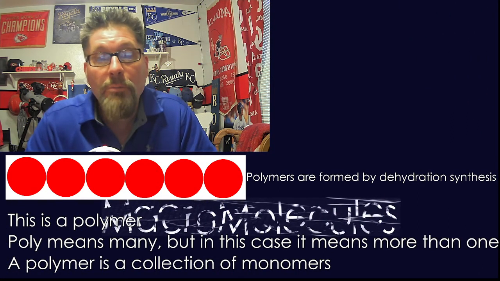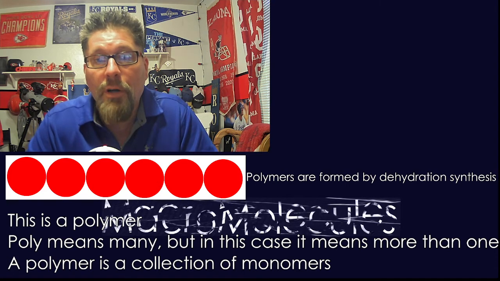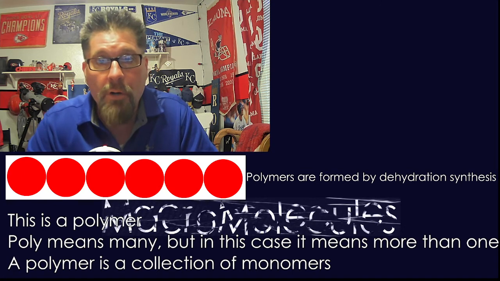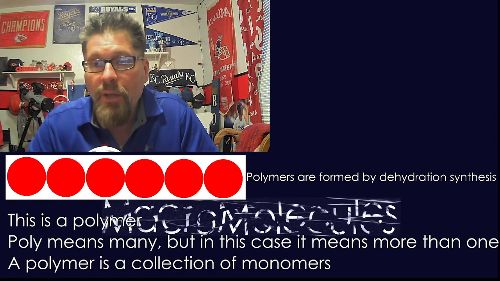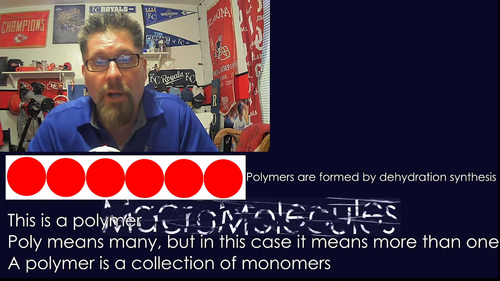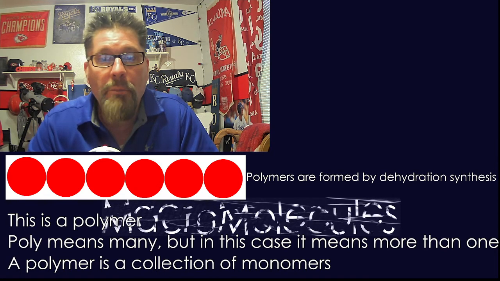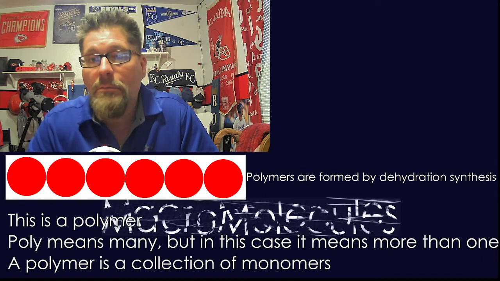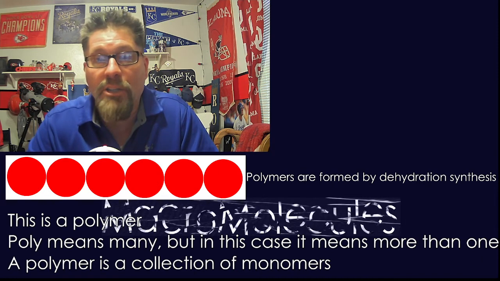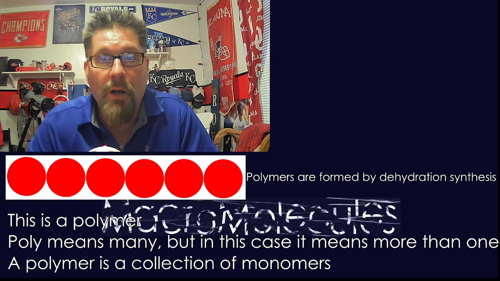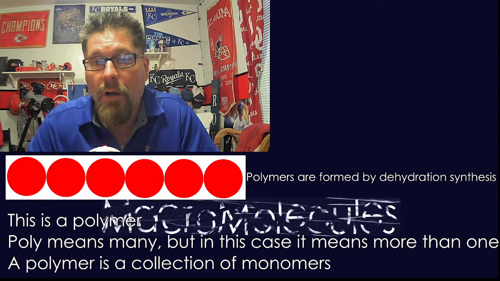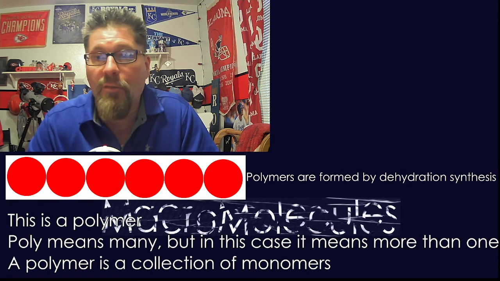Okay, now we're talking polymers. Again, pretty simple concept, but this is the polymer. You can see a string of individual red circles. Each of those red circles is a monomer, a single subunit, but when they're put together, they form a polymer. Traditionally, poly means many, but in this case, it just means more than one. One would be a monomer. When you have more than one, now you have a polymer. And again, a polymer is just a collection of monomers.